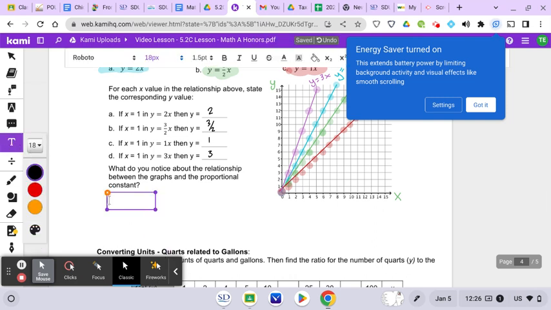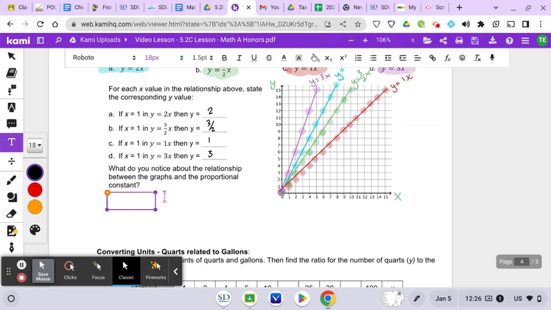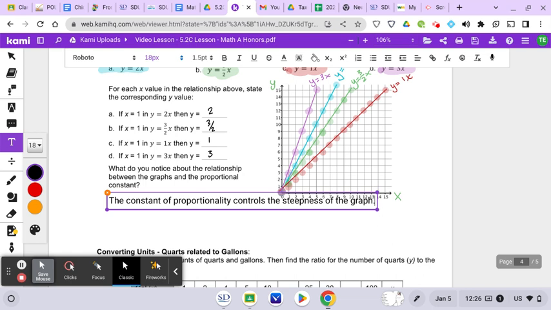The proportional constant controls the steepness of the graph. The bigger the constant of proportionality, or the proportional constant, same thing, controls the steepness of the graph. The higher the coefficient, the steeper the graph.